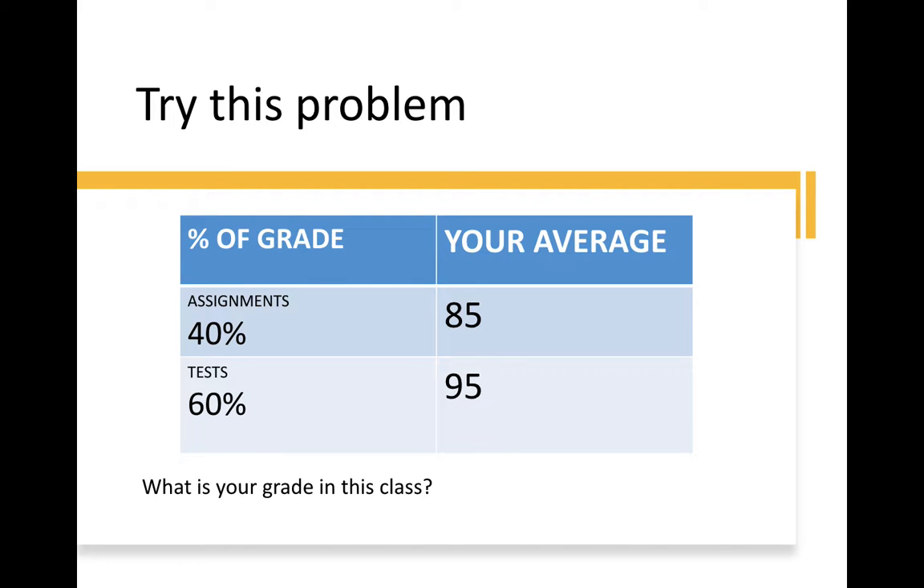Would it be a 90? Can you figure out how to do a weighted average like we did in the methods before? If you used one of the methods before, you would actually find that your grade in the class is a 91. It's not a 90. Now, why is it closer to 95? Why isn't it 90? Well, more of your overall average is based on tests. And so it would make sense that the grade in the class, since 60% of your grade is determined by test grades, would be closer to the 95.